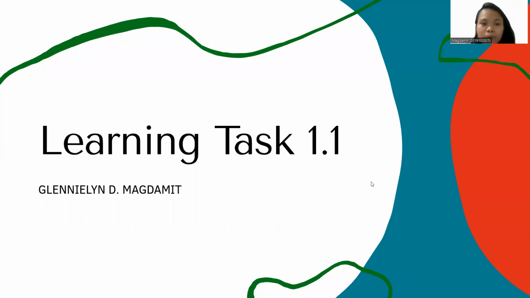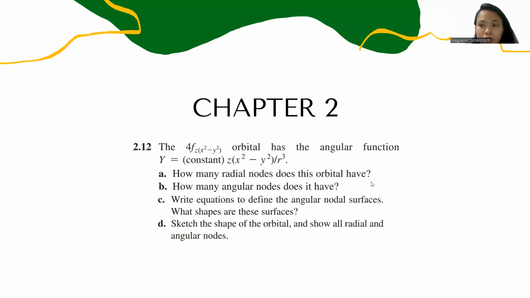Learning Task 1.1, Chapter 2, Question 2.12. The 4f_{xyz}... the 4f x squared minus y squared orbital has the angular function Y equals a constant times z times the quantity of x squared minus y squared divided by r cubed. A, how many radial nodes does this orbital have?